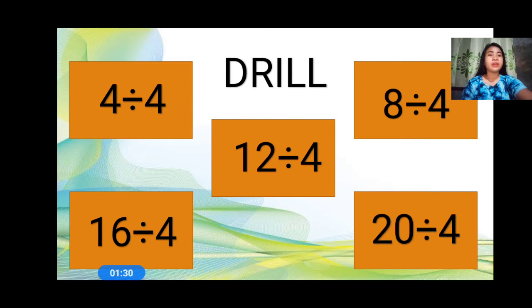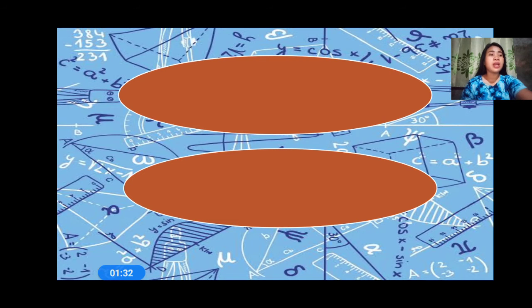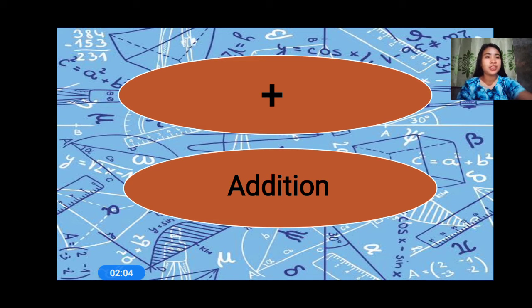Okay, so very good. So now I'm going to show you a sign, and then you're going to tell me what operation we will use if we see this sign. The first sign is this one. What is that sign? A plus sign. So if we see a plus sign, what are we going to do? We are going to add. The operation is addition. Plus sign is for addition.